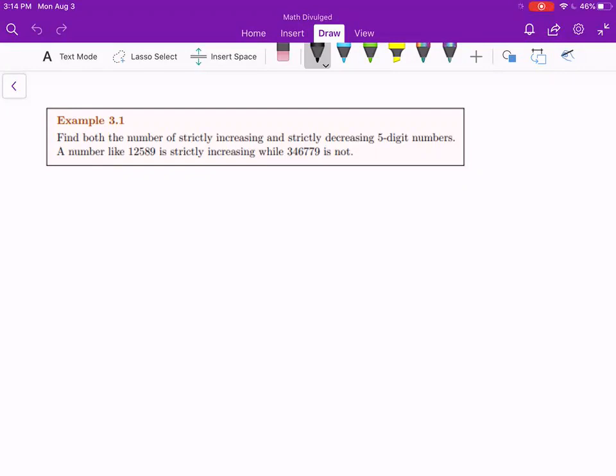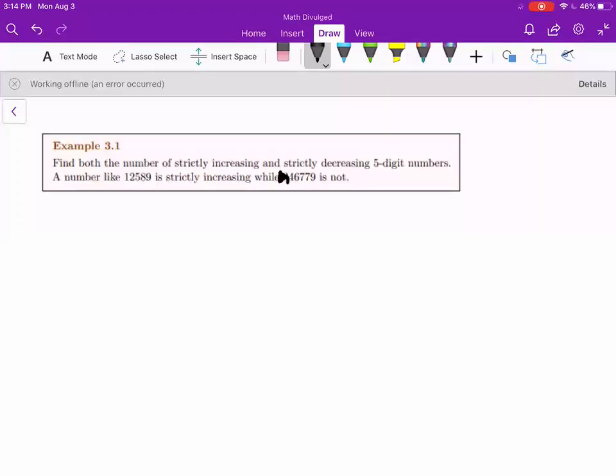Or actually, this is a 6-digit number. Oops. We can pretend we don't have the 3. But 7 and 7 are the same number, so it's not strictly increasing.